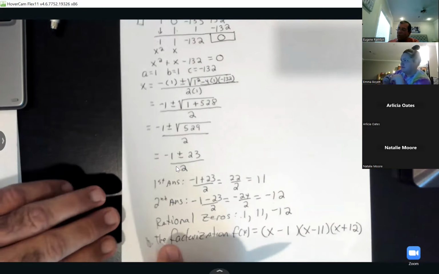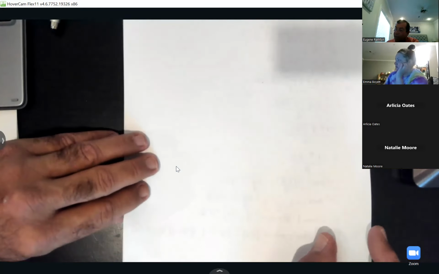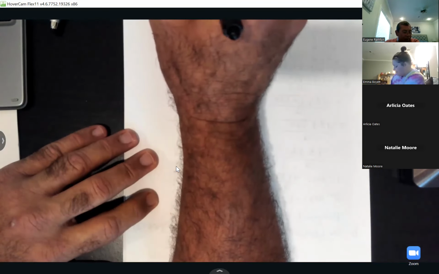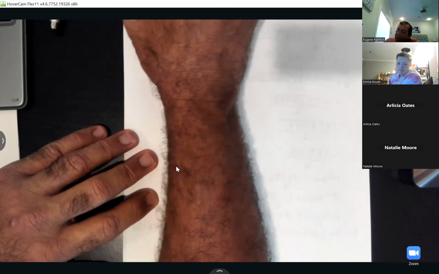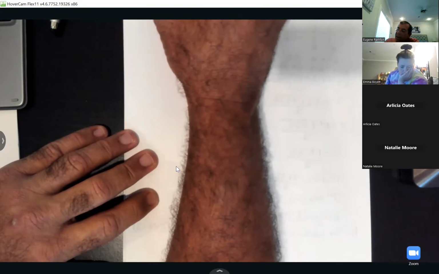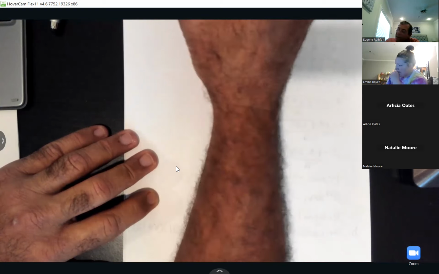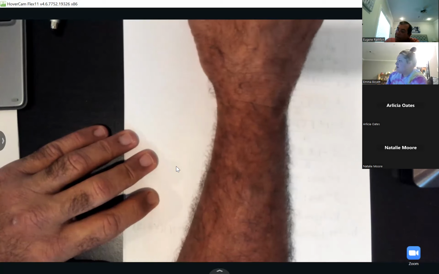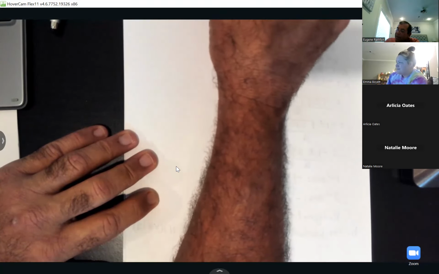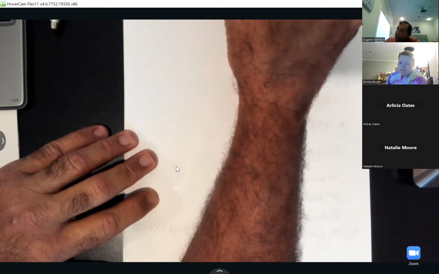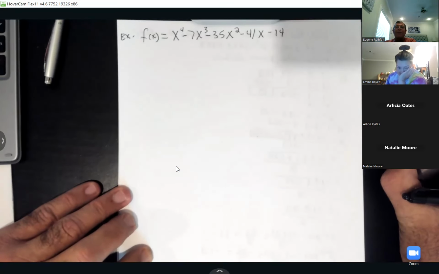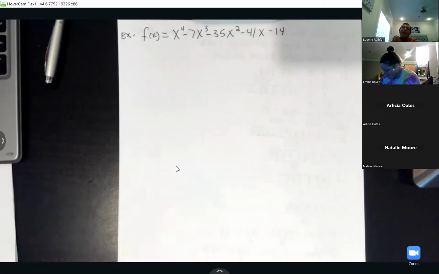All righty, so let me show you one with a x to the 4th in the beginning. And y'all were doing the same thing. But this time they're giving me f of x equals x to the 4th minus 7x to the 3rd minus 35x squared minus 41x minus 14. Whoops, let me move my camera. All right, now y'all can see it.